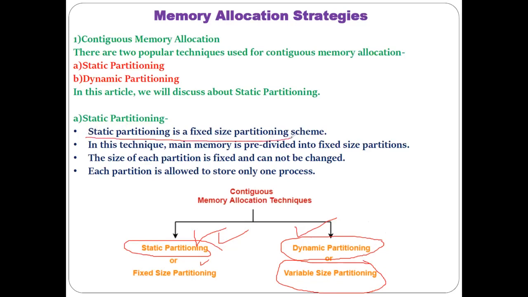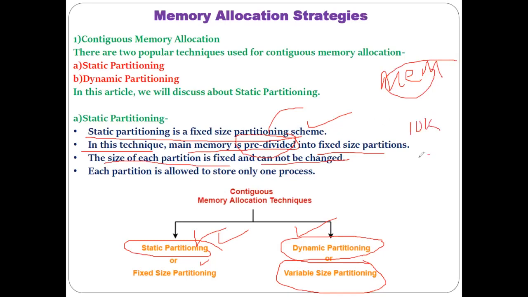Static partitioning is the fixed size partitioning scheme. Once you define the size of the partition or block or the cell of the memory, it cannot be changed. So in this technique, main memory is pre-divided into fixed size partitions. Pre-divided in the sense that before the memory allocation process starts, the memory is first divided into fixed size partitions. The size of each partition is fixed and cannot be changed. If you declare the size of one particular partition as 10 KB or 5 KB or 2 KB, once it is declared, it cannot be changed. Understood?